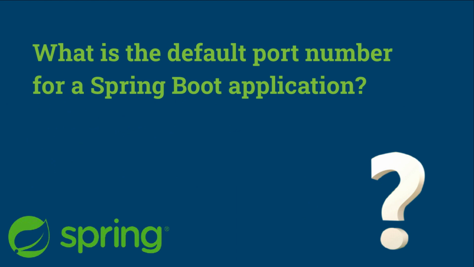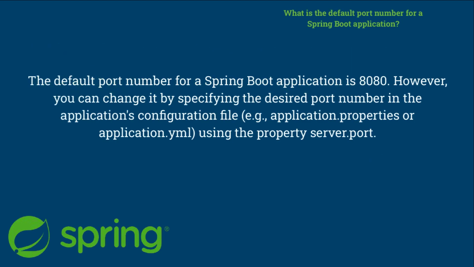First question, what is the default port number for a Spring Boot application? The default port number for a Spring Boot application is 8080. However, you can change it by specifying the desired port number in the application's configuration file, for example, application.properties or application.yml, using the property server.port.